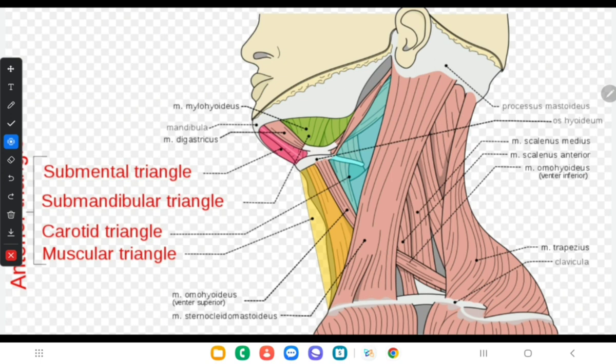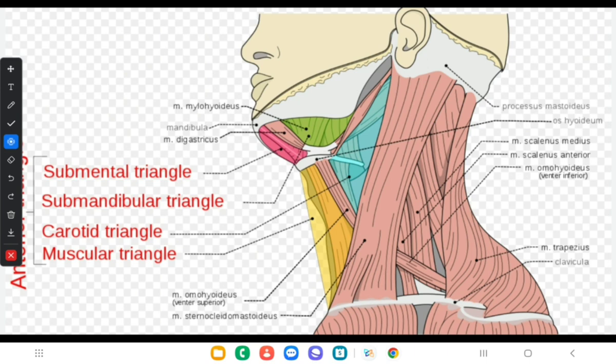When we talk about the carotid triangle, it is so called because all three carotid arteries, that means the common carotid artery, external carotid artery and internal carotid artery, are present inside this triangle. And those carotid arteries are very superficial in this triangle. Let's see what the boundaries of the carotid triangle are.